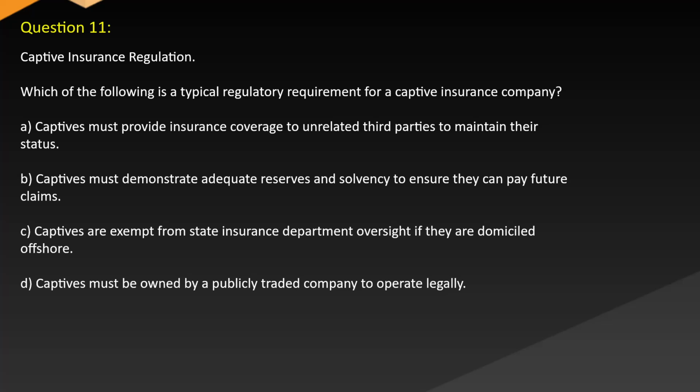Question 11. Captive insurance regulation. Which of the following is a typical regulatory requirement for a captive insurance company? A. Captives must provide insurance coverage to unrelated third parties to maintain their status. B. Captives must demonstrate adequate reserves and solvency to ensure they can pay future claims. C. Captives are exempt from state insurance department oversight if they are domiciled offshore. D. Captives must be owned by a publicly traded company to operate legally.